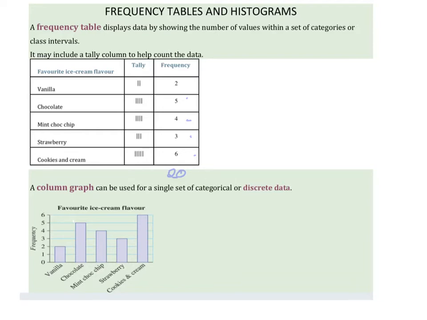Now, once you've got your table, that is one way of looking at your data, but another way then is to use that table and put it into a column graph. So a column graph has got the frequency on the vertical axis and then all the categories on the horizontal axis. So ice cream flavour is on the horizontal axis here.